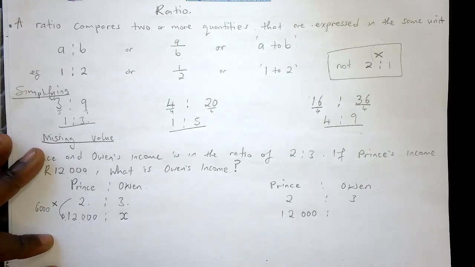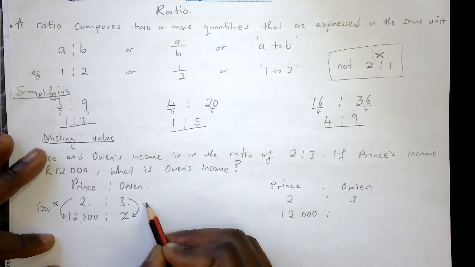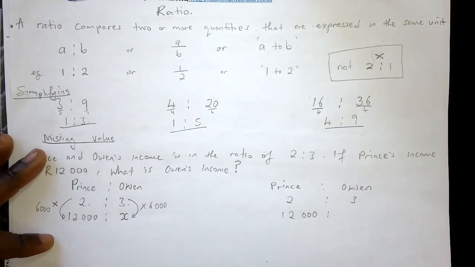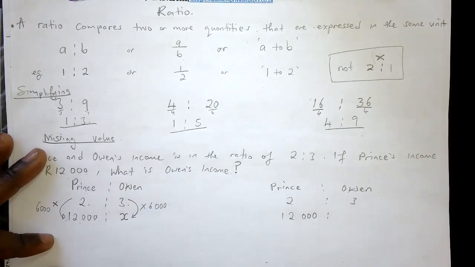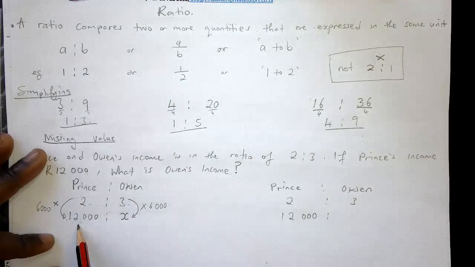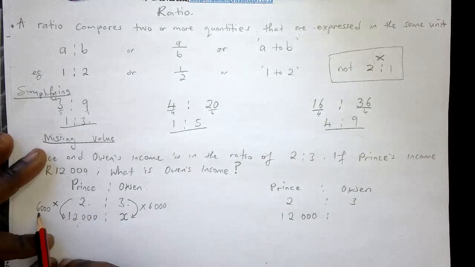Okay, so we need to do the same as well to get X times 6,000. So to get X, we need to do the same. So it's 2:3, yes, but now what is the multiplication factor? How did we get to this? That's what we're saying. What is the multiplication factor? We had to multiply by 6,000.